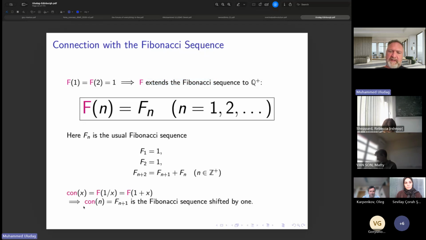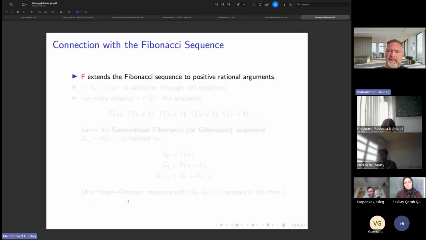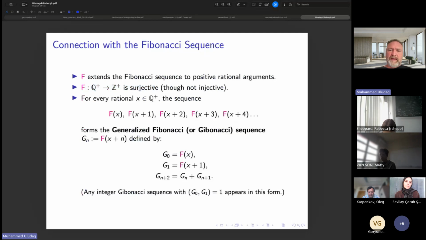And the codenominator function, since the codenominator is f of 1 plus 1 over x, which equals f of 1 plus x, the codenominator is just the Fibonacci sequence shifted by 1. So we see that f extends the Fibonacci sequence to positive rational arguments. We can show that this is a surjective function, but it is not injective.